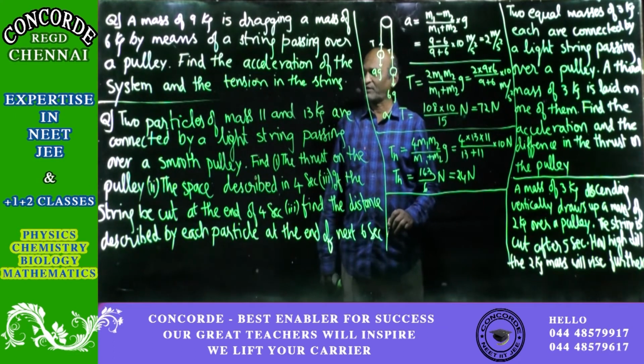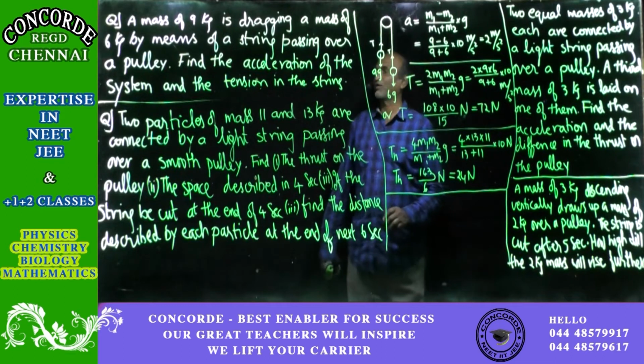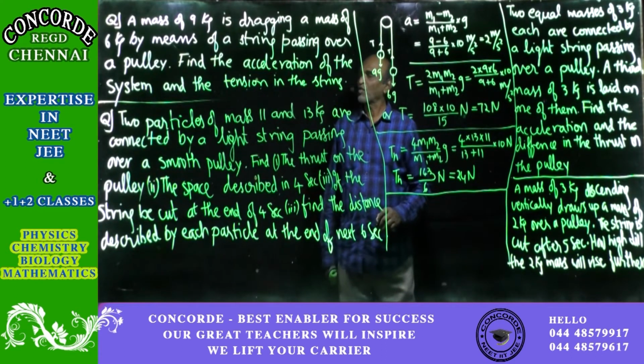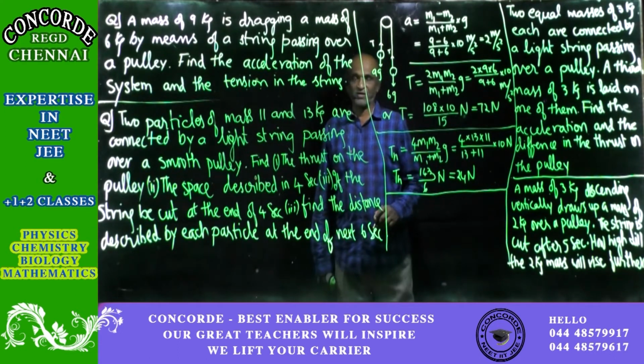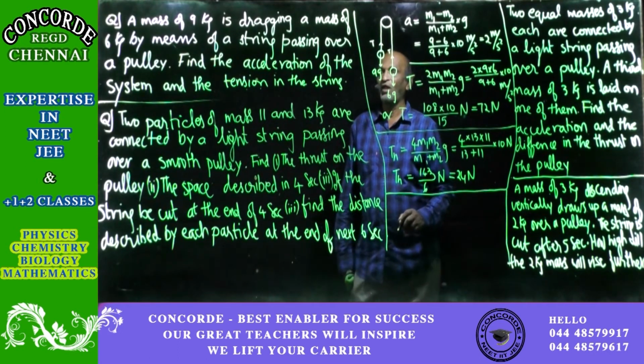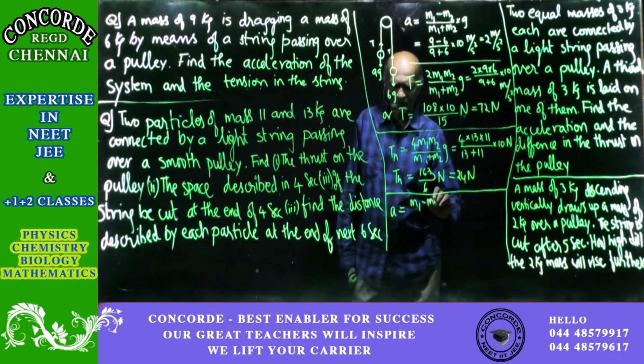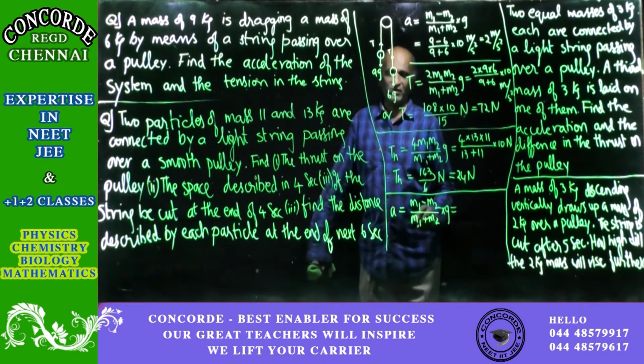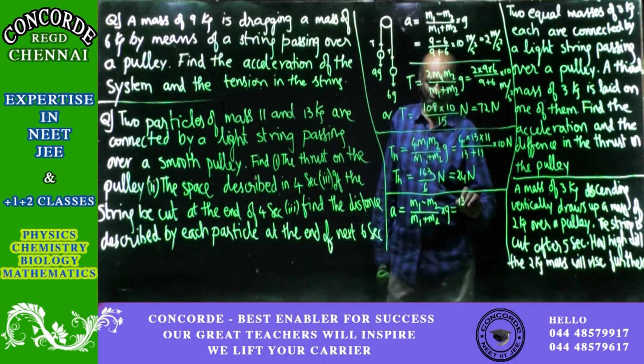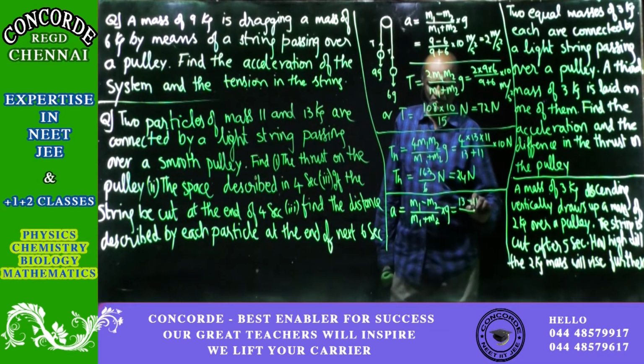After the first part of the second question is over, then the space described in 4 seconds. For finding out the space in 4 seconds, we have to first know the acceleration. The acceleration will be equal to m1 minus m2 divided by m1 plus m2, into g. So that is equal to 13 minus 11 by 13 plus 11.